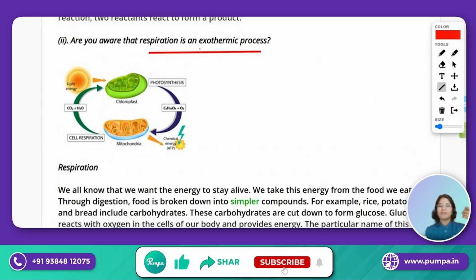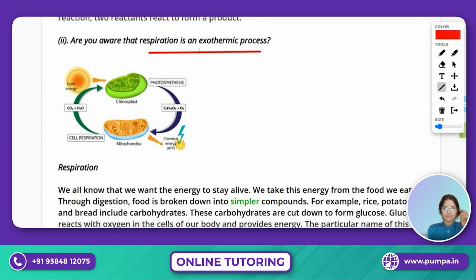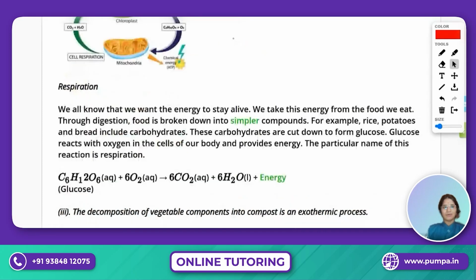So have you ever noticed that your nose is releasing some warmer gas from your body? The warmer gases are released because heat energy is involved. So in an exothermic process, the heat energy is being released outside.